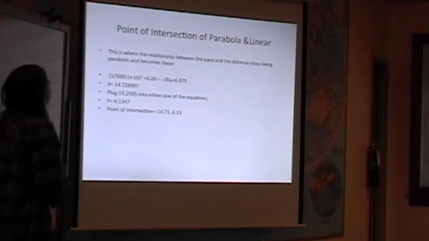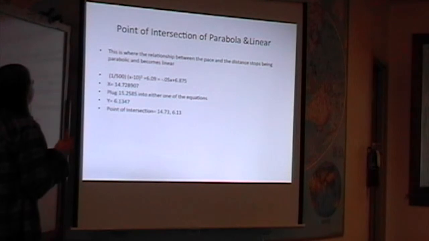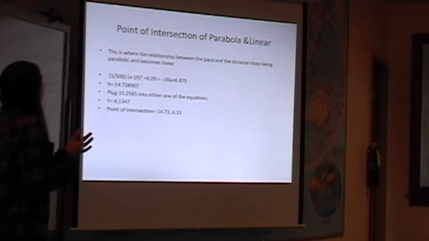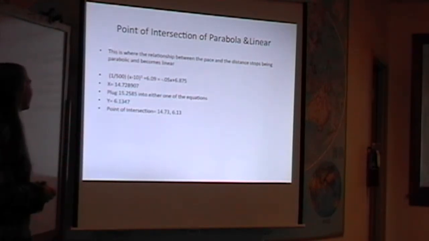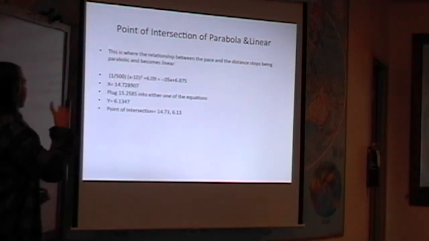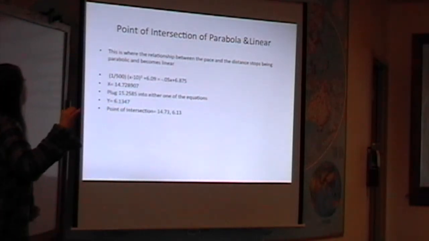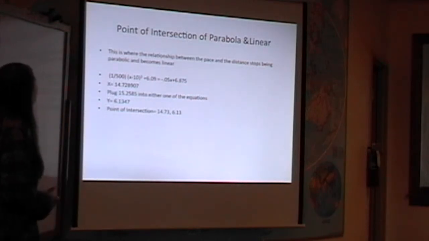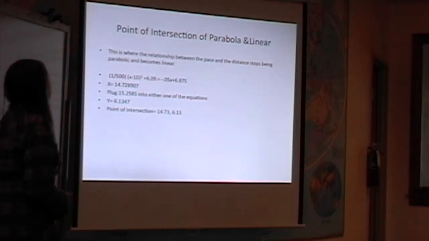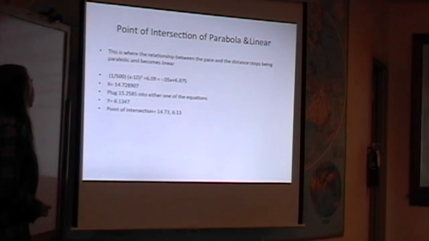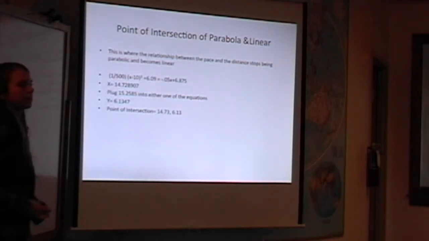And I found the point of intersection between the first parabola and the linear line to find where it stops being that relationship and then becomes constant. And so that would be at 14.72 kilometers, and then they start running a 6.13 kilometer per hour pace. That's it.